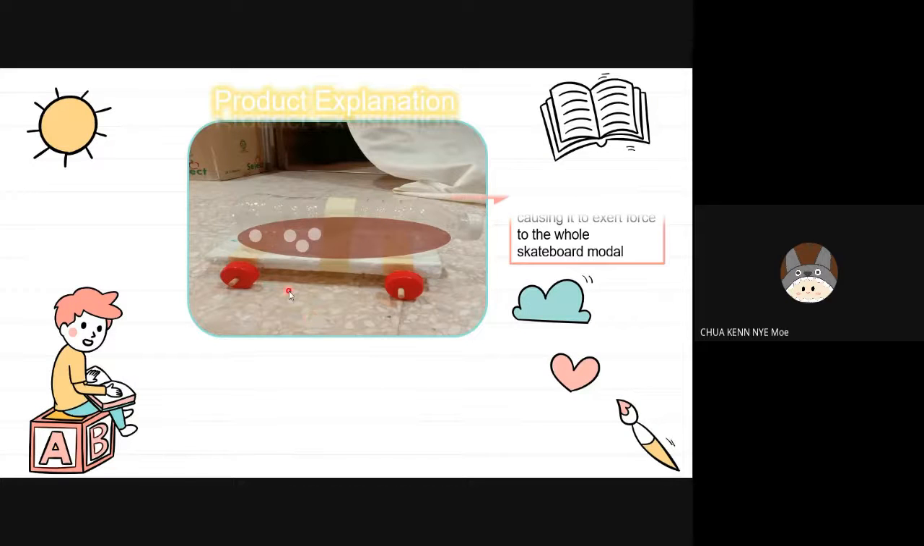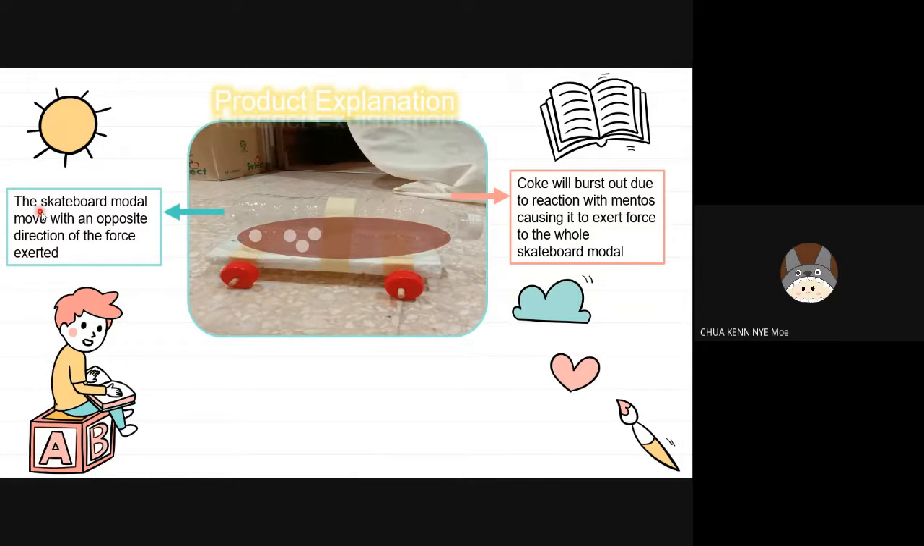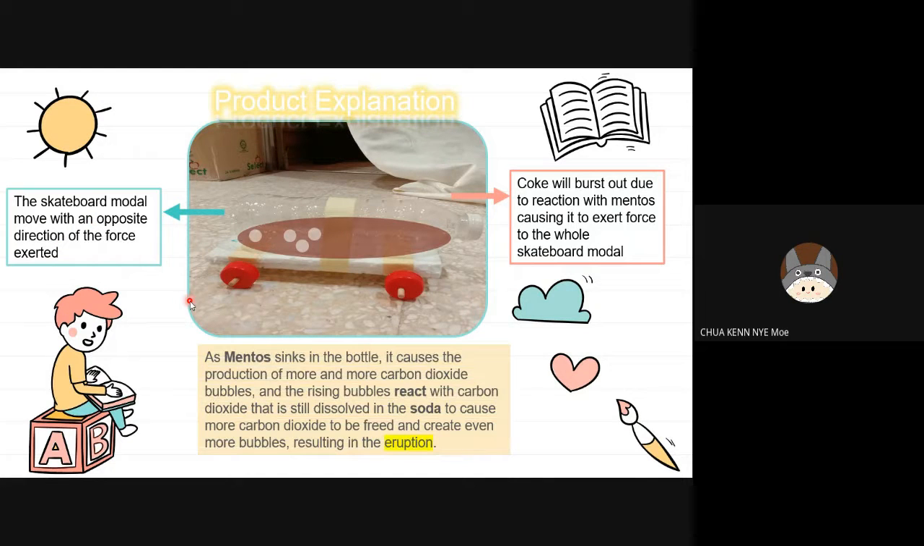And then here's the product explained. First, the Coke will burst out due to the reaction with Mentos, causing it to exert force on the whole skateboard model. This helps push the skateboard model to move in the opposite direction of the force exerted. And then here's some extra info: as Mentos sinks into the bottle, it causes the product to have more carbon dioxide bubbles. These rising bubbles react, and carbon dioxide dissolved in the soda is freed and creates even more bubbles, resulting in an eruption, which is just now the explosion.